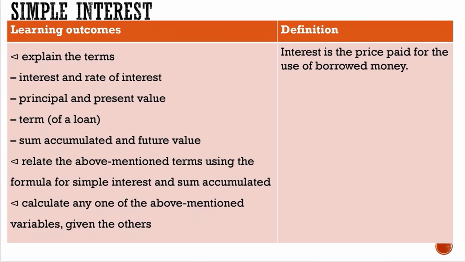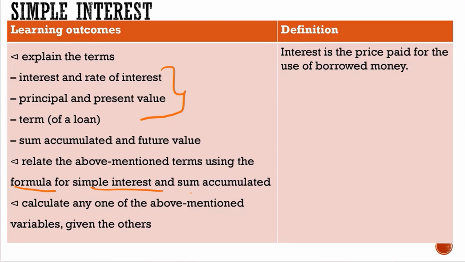So what is important? It is to know the terms. What is an interest? What is an interest rate? What is a principal and a present value? The term of the loan, the sum accumulated, or the future value. Those are two synonyms of each other. And from these aspects, what we need to know. So you've got these aspects. We need now to relate these by calculating. Okay, so you need to relate the above mentioned terms using the formula for the simple interest and sum accumulated.